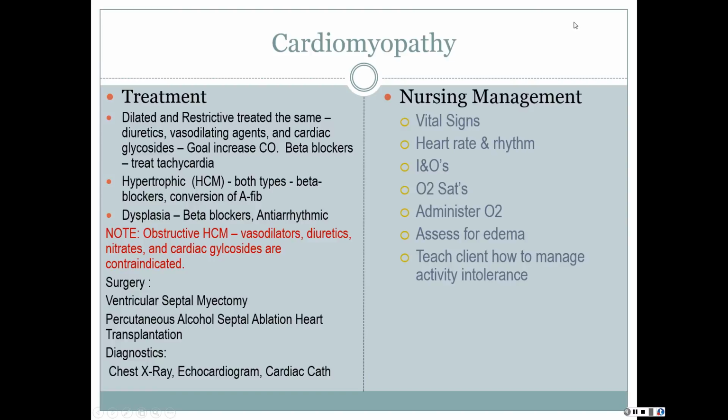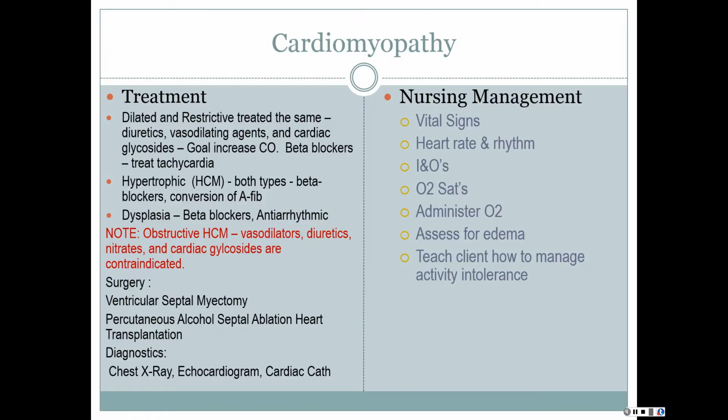What about treatment? Okay, the little page that I showed with all the pictures on it gives you a good indication. This just sort of recaps that. Dilated and restrictive, we treat them the same. Diuretics, vasodilating agents, cardiac glycosides, because what we want to do is increase the cardiac output. We're on the short end of the stick of cardiac output, so we want to increase it. We may give beta blockers to help treat their tachycardia.